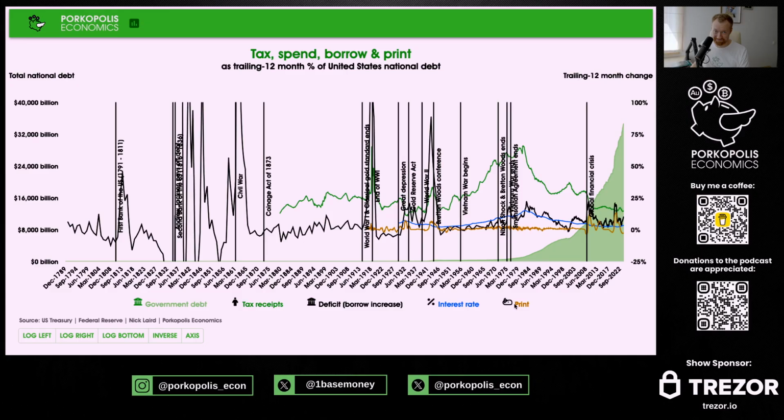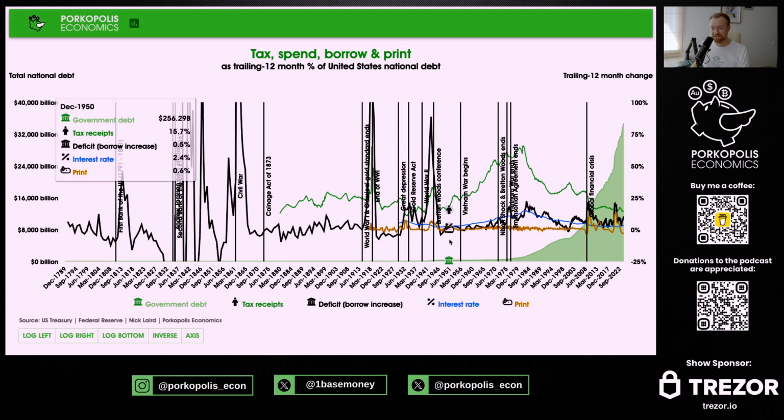Now I'm going to show you the final component that I told you I would talk about that relates to the national debt, and that is how much of the national debt is being printed. See it right there in gold? Printed. You might actually think that this is lower than you expected, and you would be right. It is lower than most people expect.